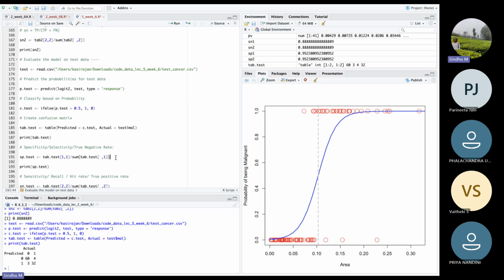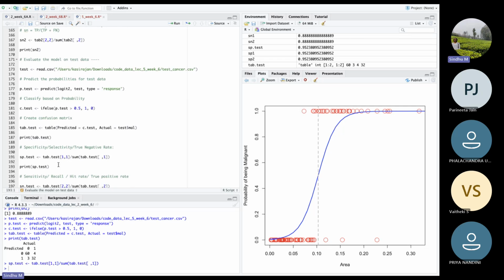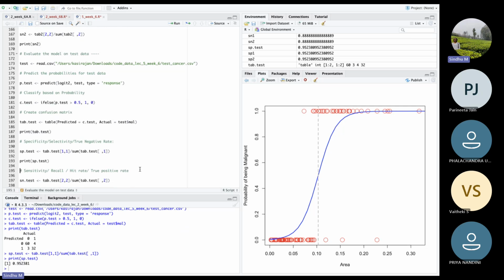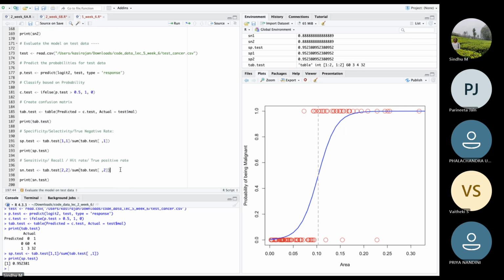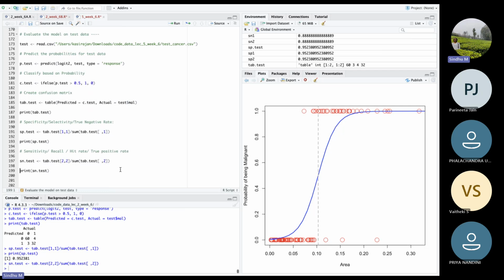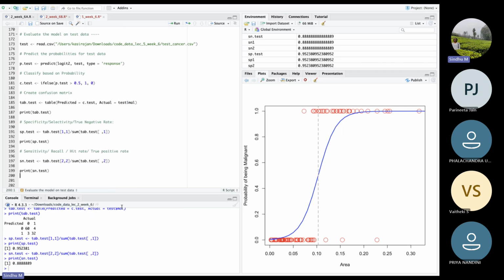And again, we have to find the specificity and the sensitivity. So specificity is the true negative rate, which is about 0.952381, and sensitivity is the true positive rate.